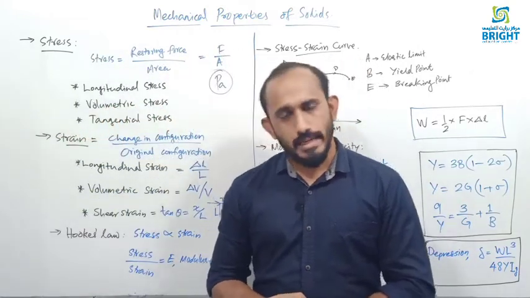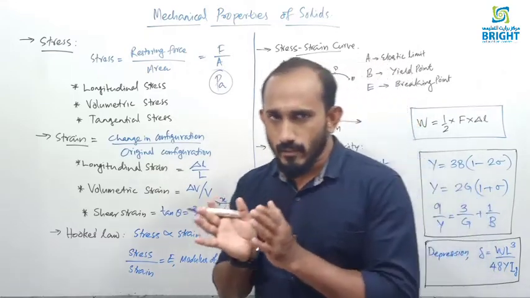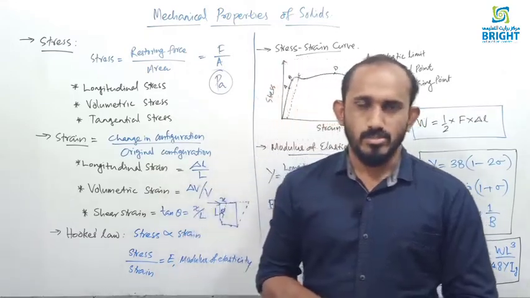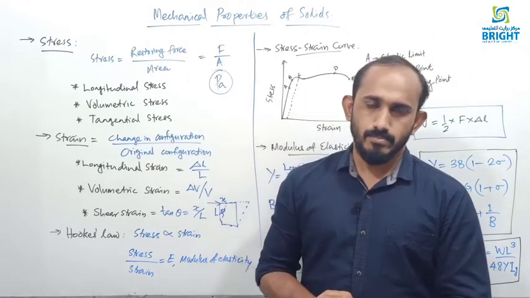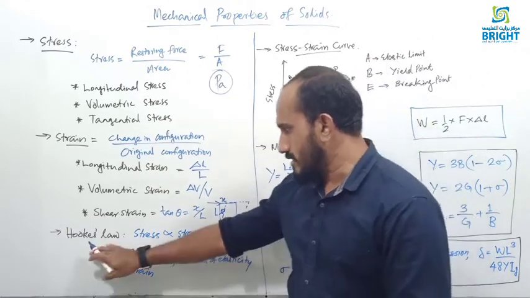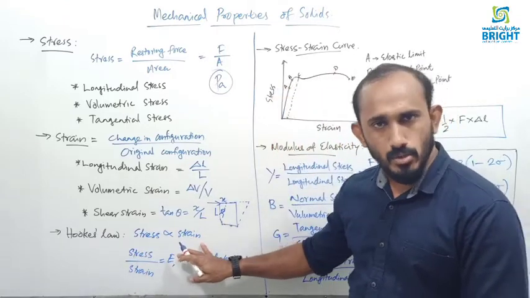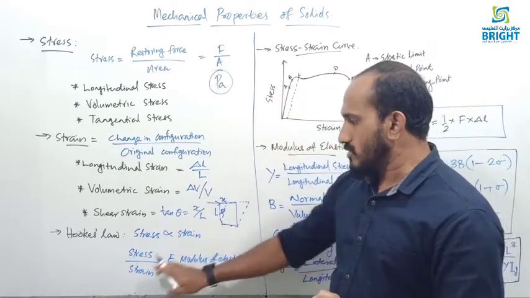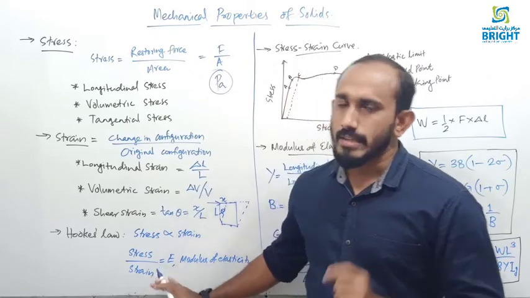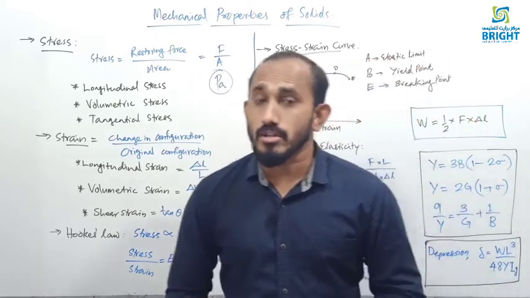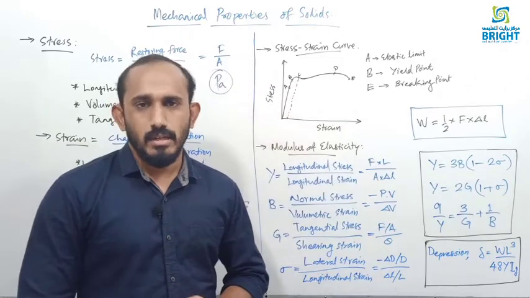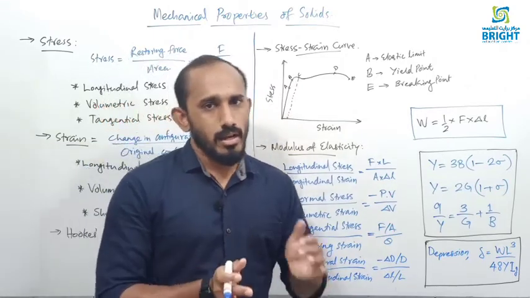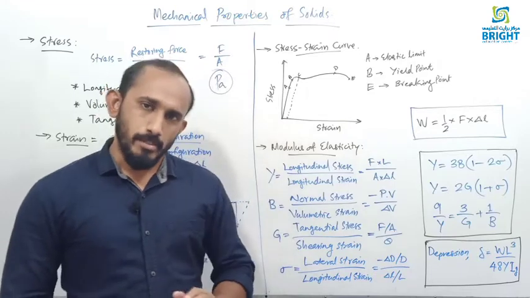The scientist Hooke gave a concept that within the elastic limit, stress is always directly proportional to strain. Hooke's law says that stress is directly proportional to strain, or stress by strain will be a constant. That constant is termed the modulus of elasticity. We have 3 types of elasticity constants. These moduli have a crucial role in designing solid materials.